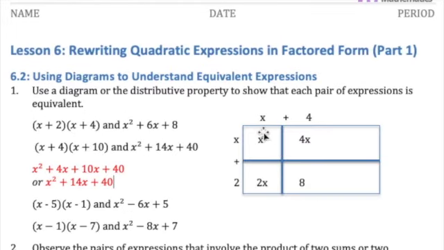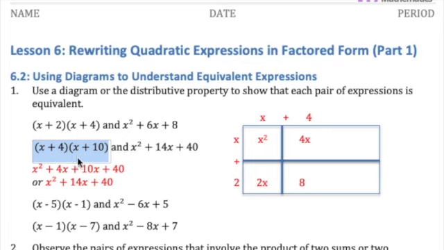So we have our area diagram for our first one. And we see that an x plus 2 by x plus 4 rectangle has an area with 4 different parts. There's an x squared, a 4x, a 2x, and an 8. Kind of like that Punnett square math. Then that 4x and that 2x combine to give us 6 total x's. So that's why this turns into this. They're equivalent expressions.